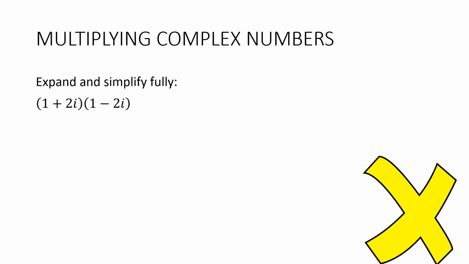And then finally this one. This is the difference of two squares. So we're going to get 1 squared take away 4i squared. i squared is -1, so 1 plus 4, which is 5.